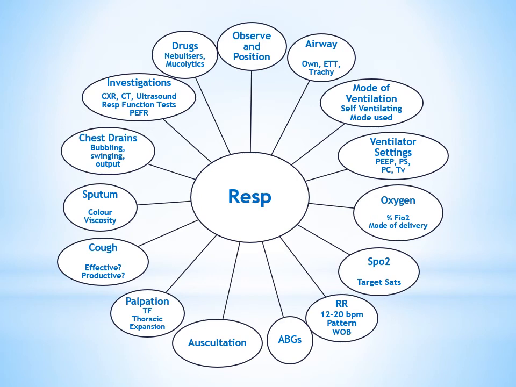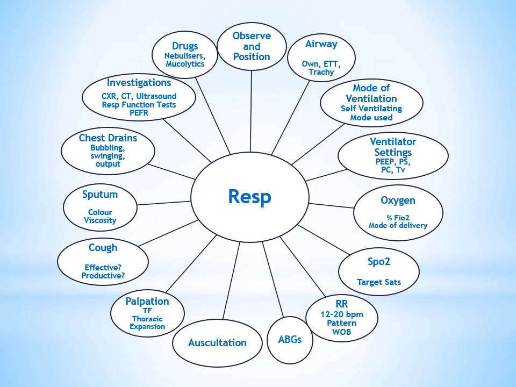Next, we'll talk about oxygen. FiO2 is the fraction of inspired oxygen and is the percentage of oxygen in the air mixture that is delivered to the patient. Oxygen can be delivered in lots of different ways, and these include nasal cannula, face mask, Venturi, 15 litres non-rebreathe, high flow, which can be via face mask or nasal cannula, CPAP, or invasive ventilation.